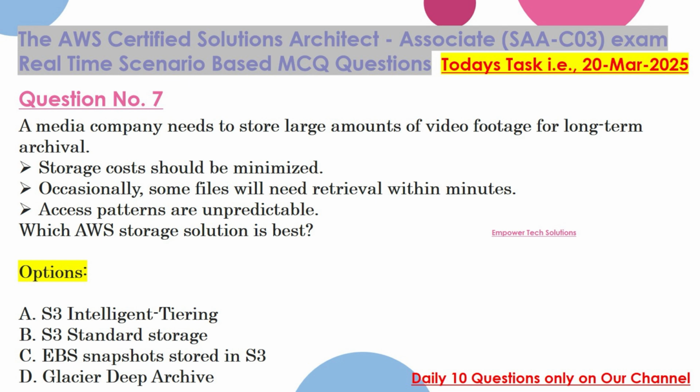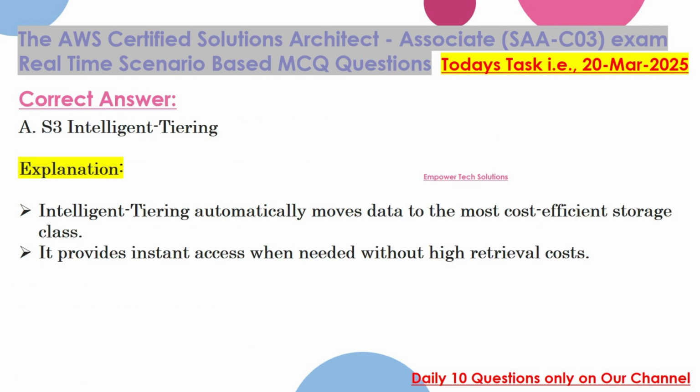Options: A. S3 Intelligent Tiering. B. S3 Standard Storage. C. EBS snapshots stored in S3. D. Glacier Deep Archive. Correct answer: A. S3 Intelligent Tiering. Explanation. Intelligent Tiering automatically moves data to the most cost-efficient storage class. It provides instant access when needed without high retrieval costs.